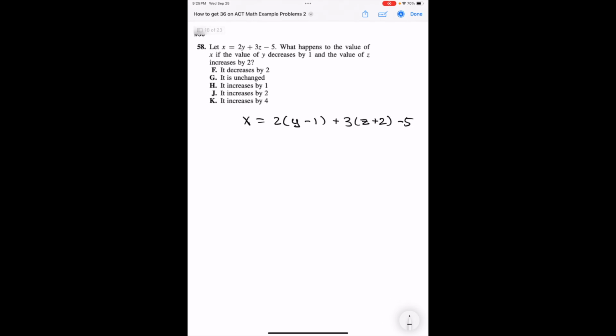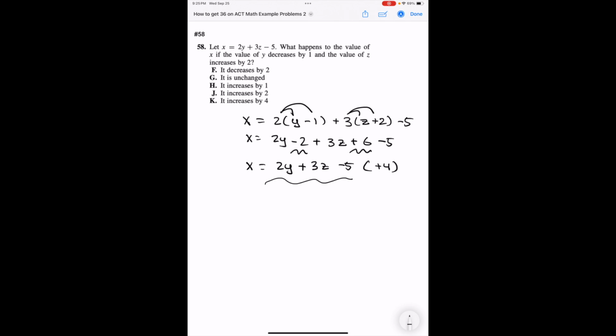So let's factor this out. x is equal to 2y minus 2, and then 3z plus 6 minus 5. So notice that we have these two numbers that we don't have in the original equation. So let's put those together. So x is equal to 2y plus 3z minus 5 with this additional plus 4 right here. So everything else is the same, but this new expression has an additional 4 to it. So the value increases by 4 and the answer is K.